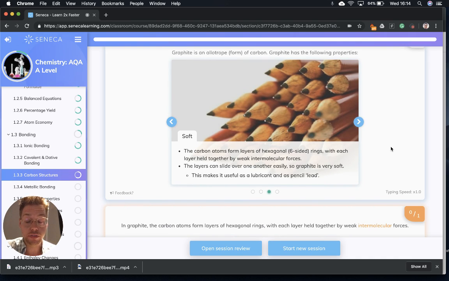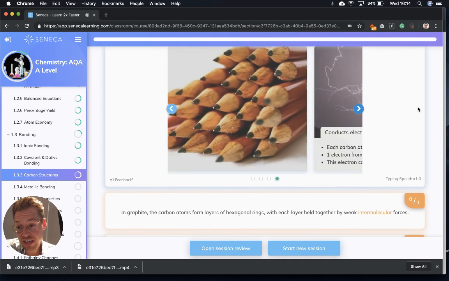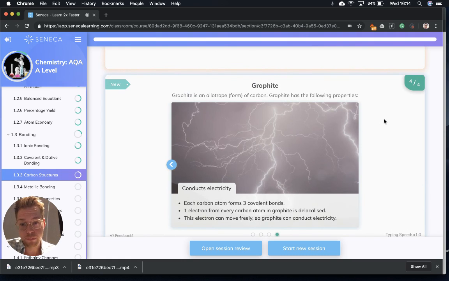This makes graphite useful as a lubricant, as well as for use in pencils. So pencil lead, in inverted commas, is actually graphite, which is good because lead is not good for you.